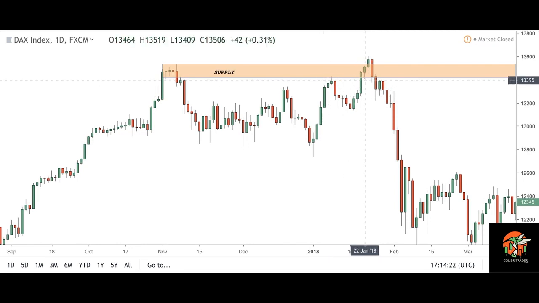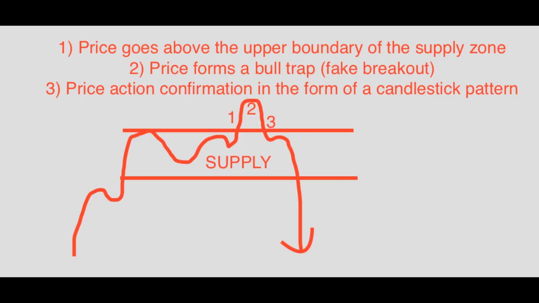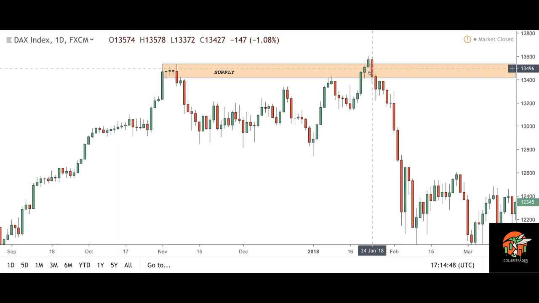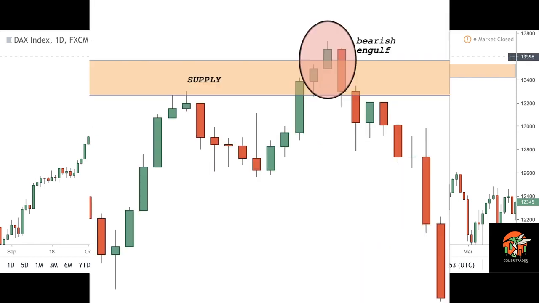And then the rules of the game. The second most important thing that you should be looking for is for the price to go higher and above this upper range of the supply zone, forming a bull trap. And then the third thing you should be looking for is price action confirmation. So in this case, you have this little green candle, and then it's followed by a big red candle which engulfs it and forms a bearish engulfing pattern.